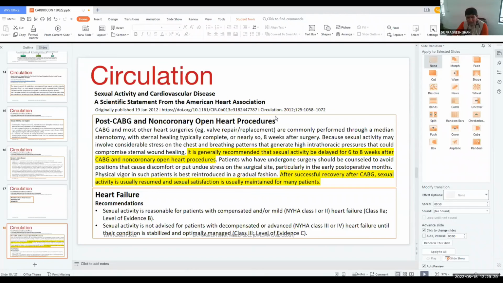Now for heart failure, they said that sexual activity is reasonable for patients with compensated and mild heart failure, meaning NYHA class 1 or class 2. But sexual activity is not advised for patients with decompensated or advanced heart failure, meaning patients in NYHA class 3 or class 4. They can resume sexual activity once they have stabilized or are optimally managed pharmacologically.